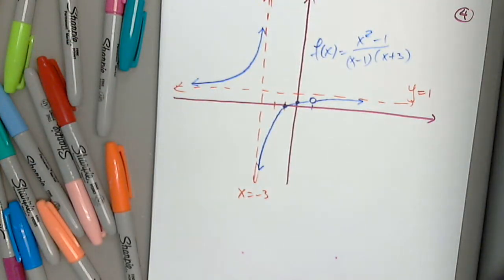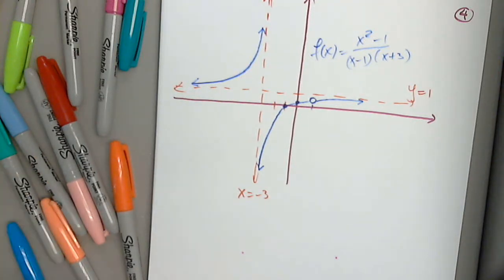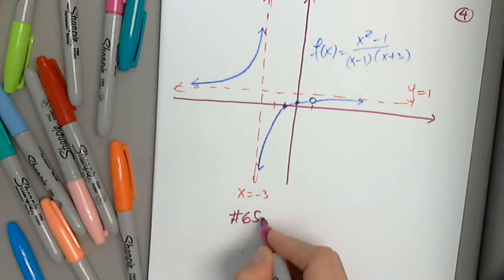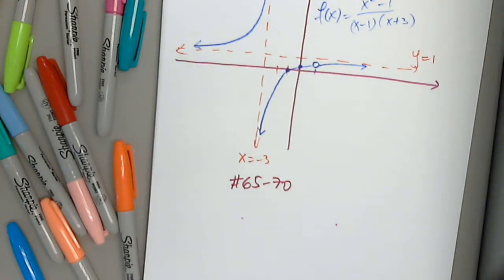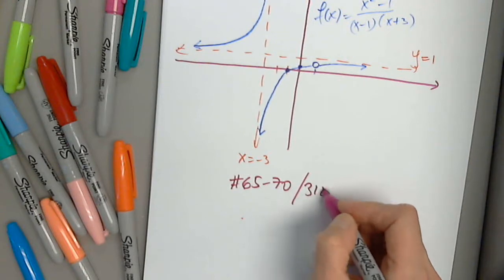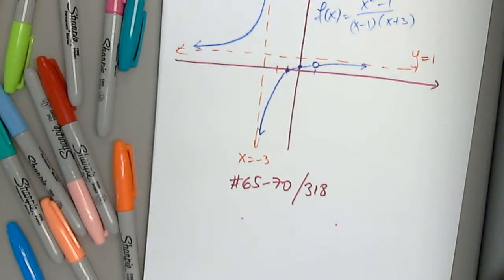Okay. I would like us to look at one more type of function, and this time I don't need to make one up. We can choose one because they are here, on page 318. From 65 through 70, that's where they are. I need you to see at least one of these examples.